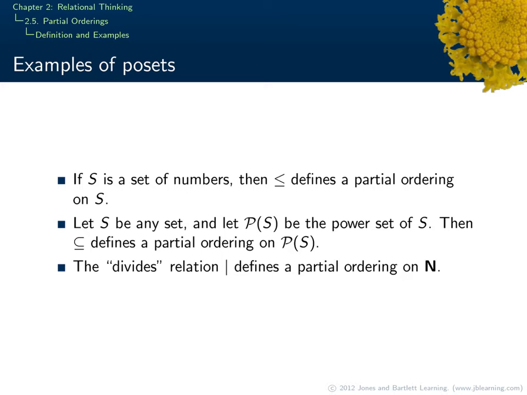Okay, as we were saying just a moment ago, if you take any set of numbers, the inequality relation defines a partial ordering. Another example is if you let S be any set and you look at the power set of S. So remember, the power set is the set of all subsets of S. Then the subset relation defines a partial ordering on the power set. And then finally, the divides relation defines a partial ordering on the set of natural numbers.